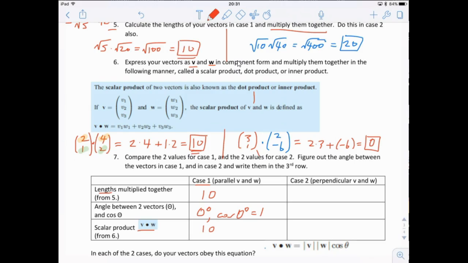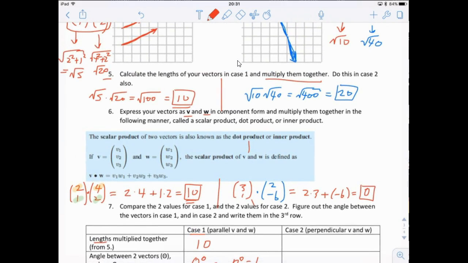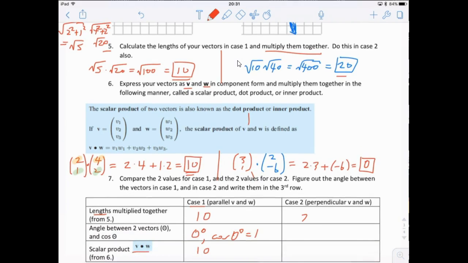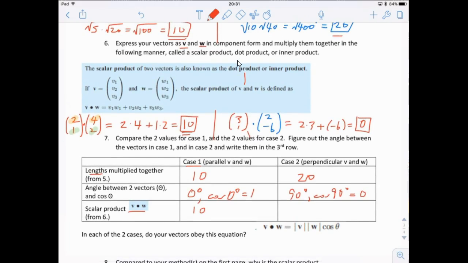Okay. Now we're going to do case 2. So case 2, from number 5, we're going to grab the multiplied length. It's going to be 20. So I'm going to put 20 here. And then we're going to put that the angle between the two vectors, which are perpendicular, is 90 degrees. And then the cosine of 90 degrees is equal to 0. And then we're going to put the scalar product. The scalar product is 0.